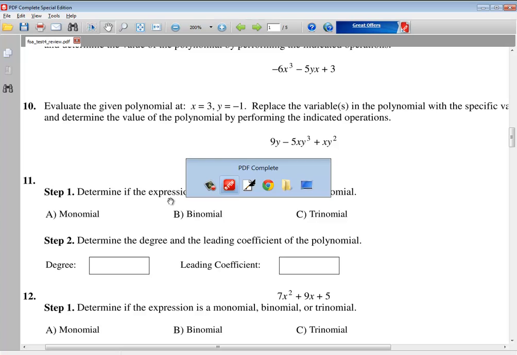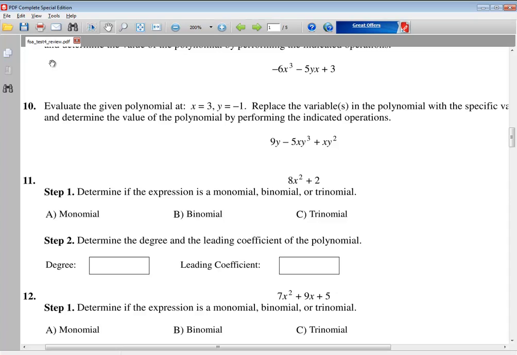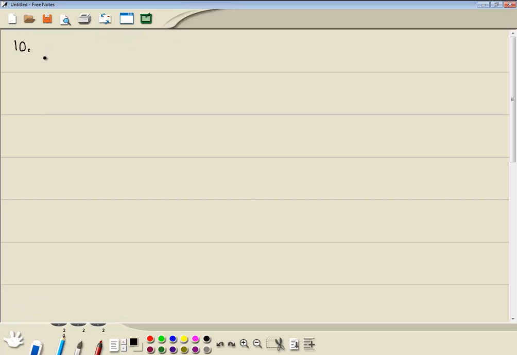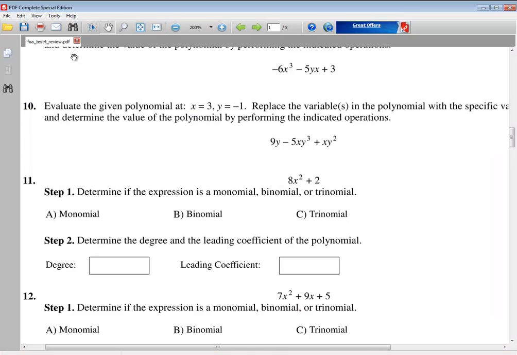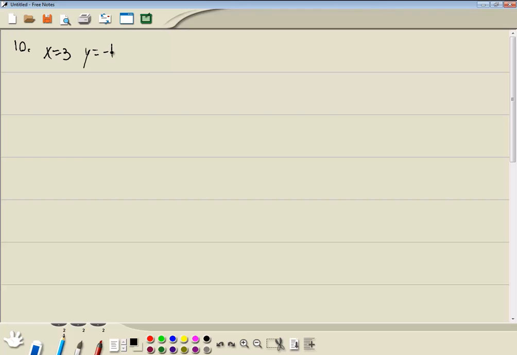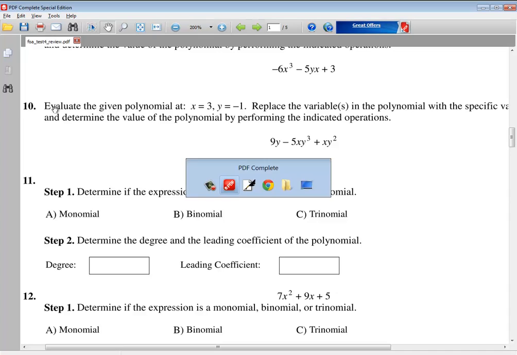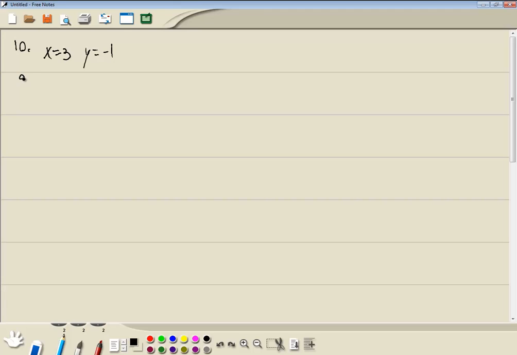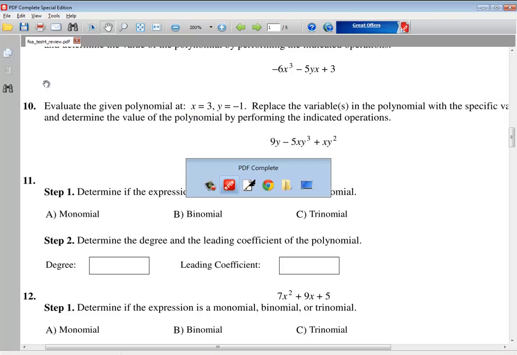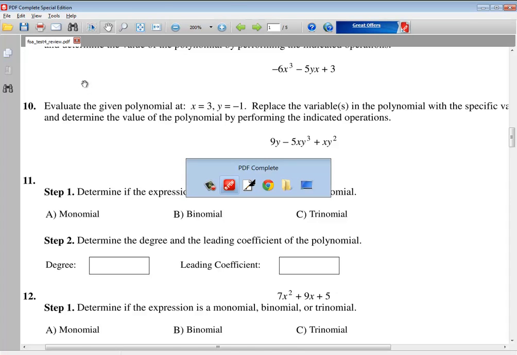Okay. Number 10. We got x is equal to 3. We got y is equal to negative 1. And replace the variable in the polynomial with a specific value and determine the value of the polynomial by performing the indicated operations. So we got 9y minus 5x y to the third plus xy squared.